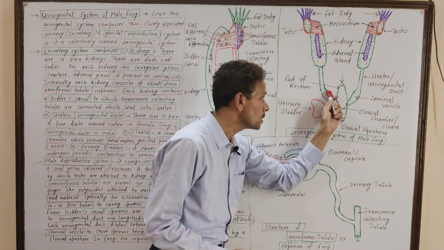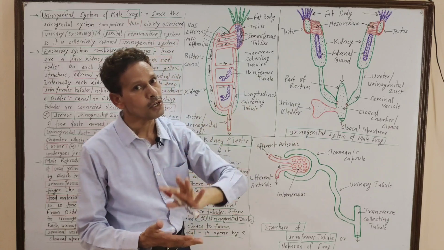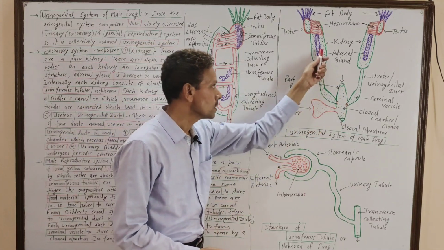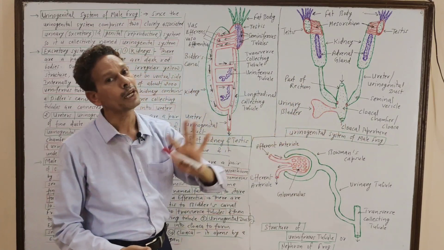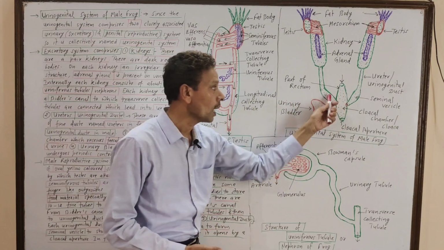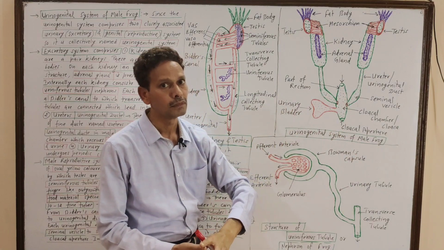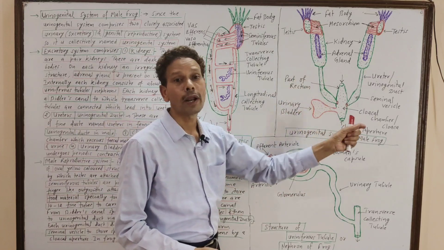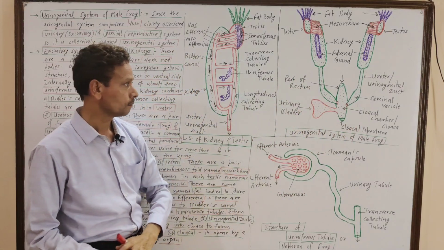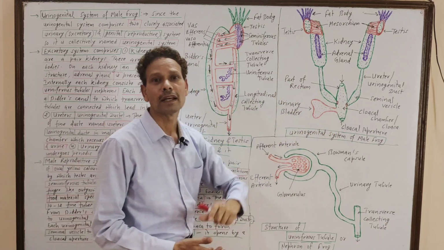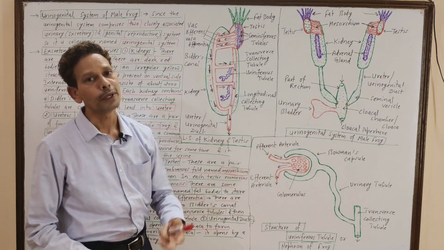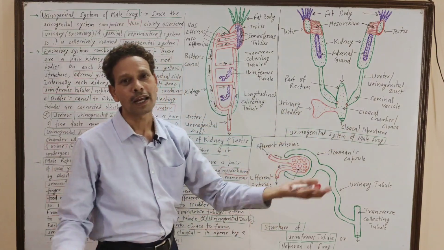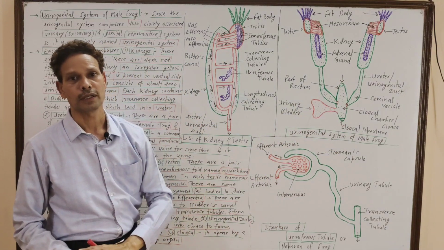Then the next part is the cloaca. It is a common chamber in which the rectum opens as well as the ureter and genital system. It means this cloaca receives fecal matter, excretory products, urine as well as reproductive discharge. And this urinary bladder stores urine temporarily, and the cloaca opens by an aperture, that is the cloacal aperture.